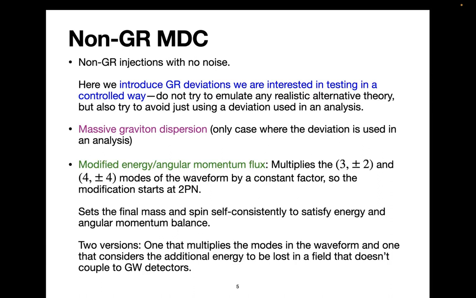You also set the final atom spin consistently to satisfy angular momentum balance, so you kind of modify the entire waveform this way. So we have two versions, one in which you multiply the modes of the waveform with the same factor, and one where the factor differs across the modes.